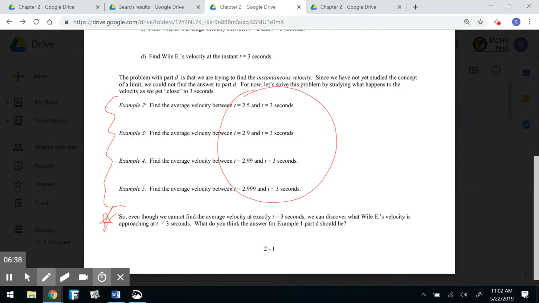Now, you guys are real smart. I know we're just back over the summer, but I guess you have a pretty good idea of what Wile E. Coyote's velocity is at exactly time equals 3. And if I wrote down those numbers from the other page, we all notice that they go to negative 96 feet per second. The idea of a limit helped me figure that out.